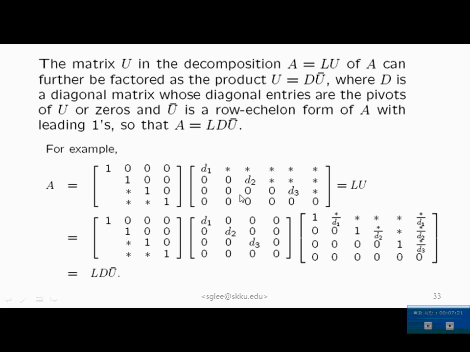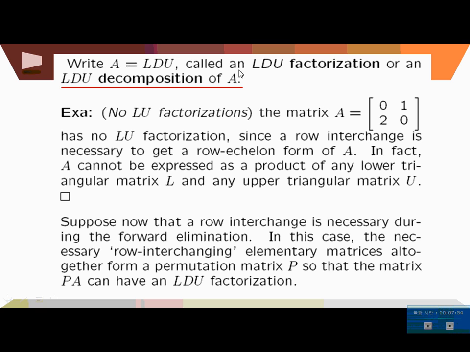After we have A equal to LU, we can split this upper triangular matrix U as a diagonal matrix D and an upper triangular matrix U, whose main diagonal entries are ones. So the matrix A can be split as a product of a lower triangular matrix L, a diagonal matrix D, and an upper triangular matrix whose main diagonals are all ones. These are called LDU factorization or LDU decomposition of A.